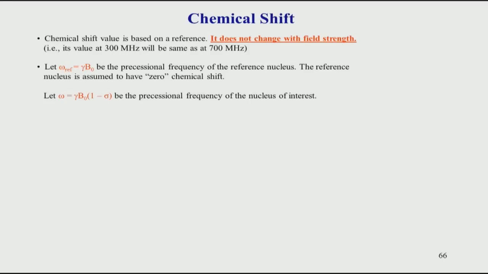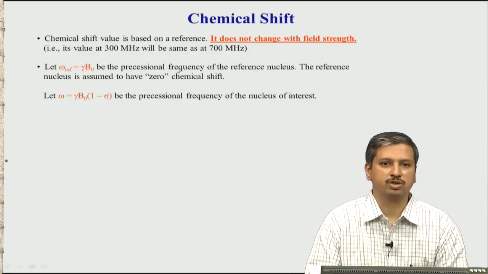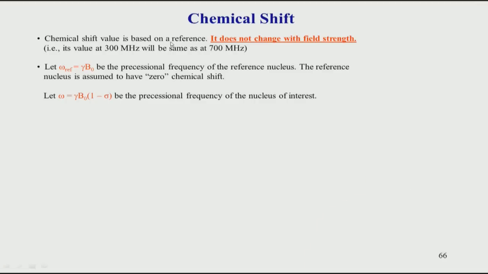So, now let us see how this ppm scale is calculated. For understanding this, one should keep in mind that chemical shift is always based on a reference. So, why do we use the word reference?